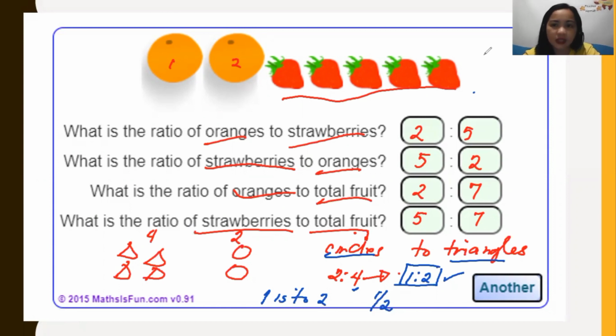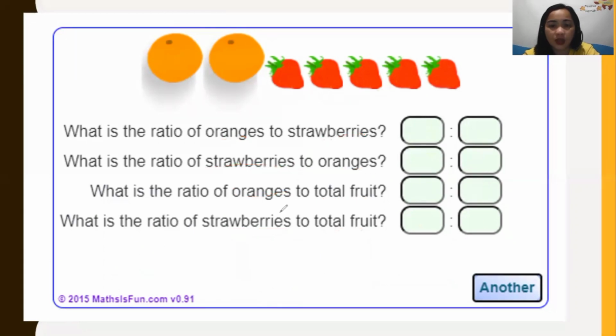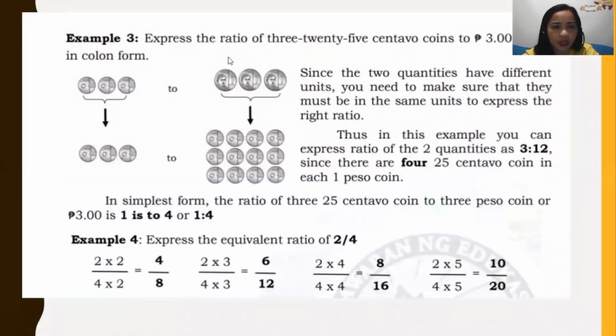So that is another example. Now let's proceed to the next slide. So here we have example 3 in your module. Express the ratio of 3 25-centavo coins to 3 peso coins in column form. Now, look at this. These are 25 centavo coins. How many? We have 3 25-centavo coins. And we have here 3 1-peso coins. So that represents 3 pesos.